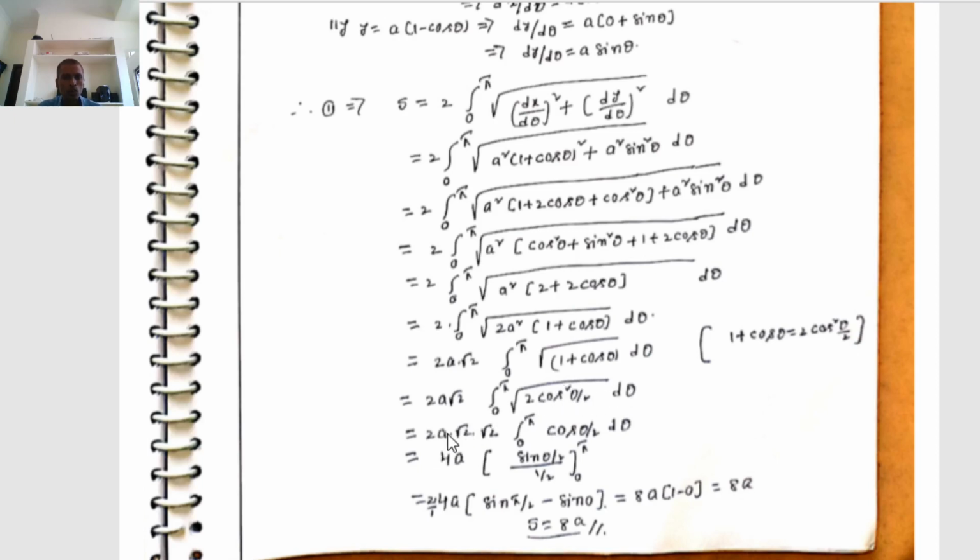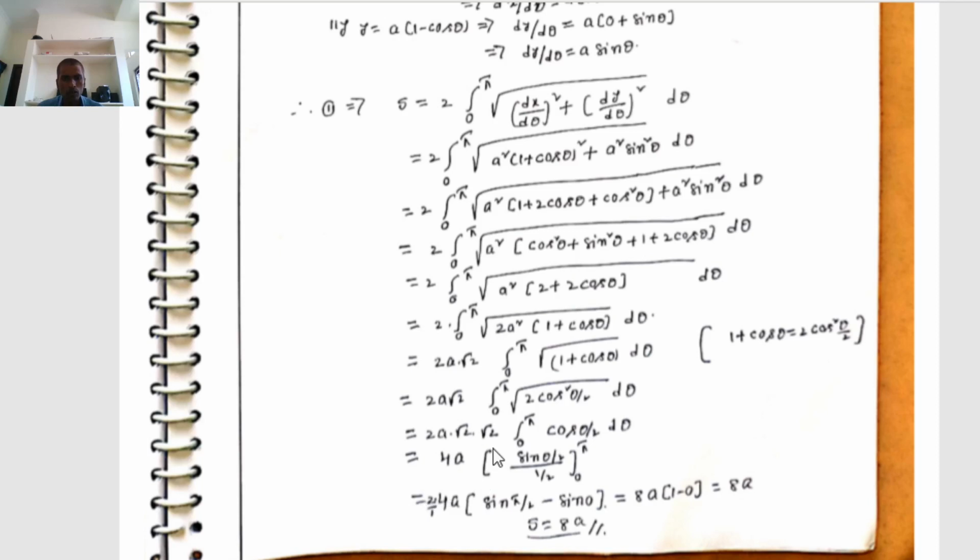The square root gets cancelled. Therefore 2a, taking root 2 outside, 2a into root 2 integration 0 to π, root of cos² θ/2 means cos θ/2, into dθ. Root 2 into root 2 is 2, 2 into 2 is 4, 4a equals integration 0 to π cos θ/2 dθ. Integration of cos ax is sin ax by a, where a means θ/2, so sin θ/2 by 1/2.